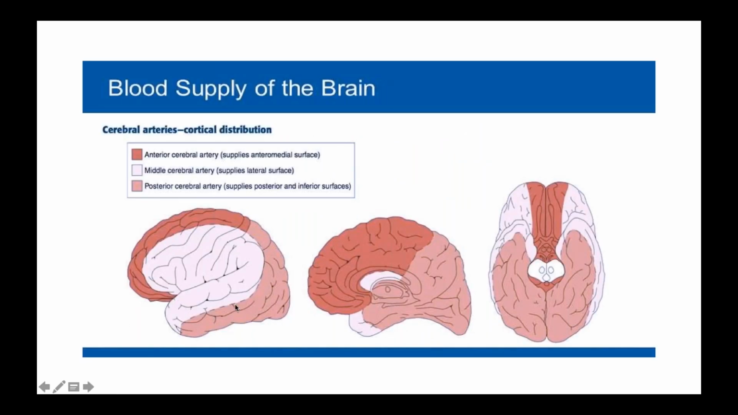Now these are the areas of the brain. The middle cerebral artery is the artery which mainly supplies the lateral surface. So this is the middle cerebral artery. The anterior cerebral artery mainly supplies the anteromedial surface, and the posterior cerebral artery supplies the posterior and the inferior surface.